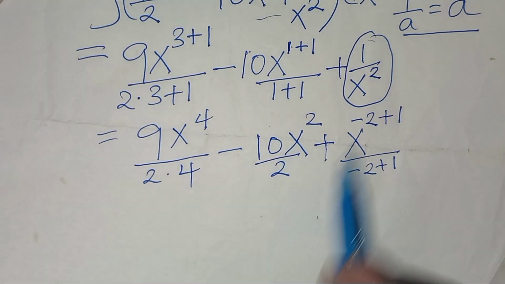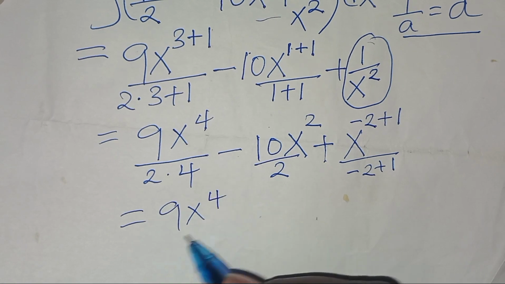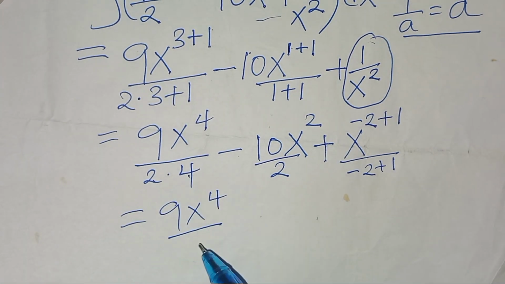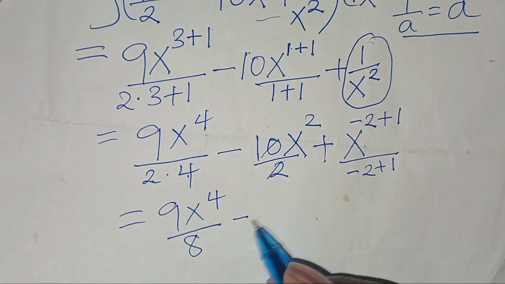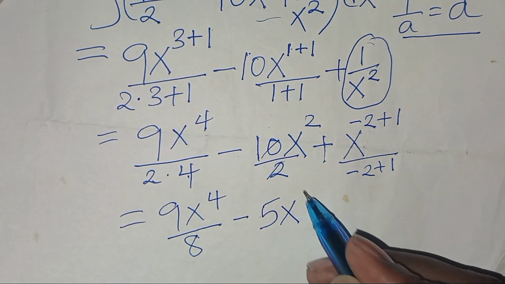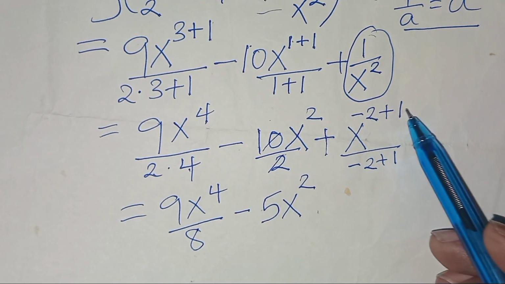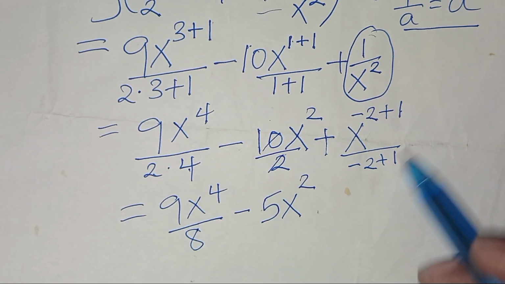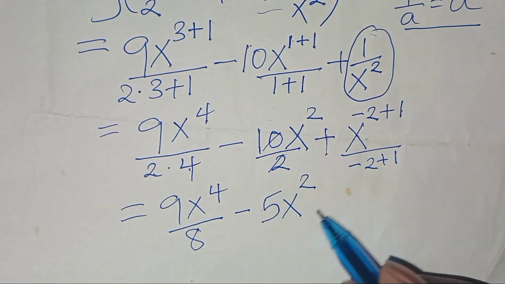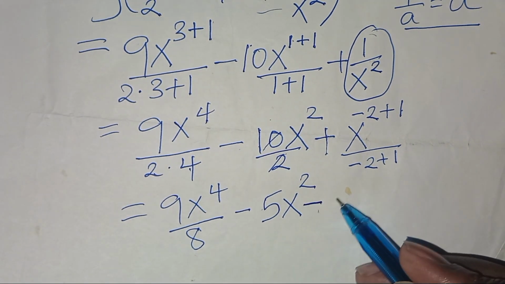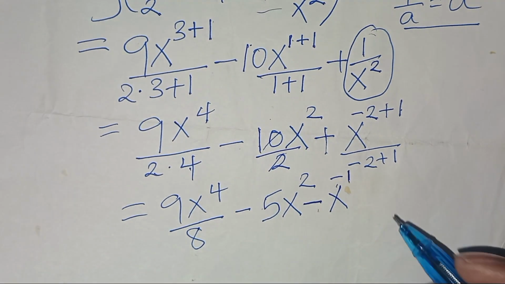I hope you're following this. Now this is 9x to power 4 divided by 2 times 4, which is 8. Subtract, now 10 divided by 2 is basically equal to 5x to power 2. Now here, negative 2 plus 1 is negative 1, so we'll have negative x to power negative 1.